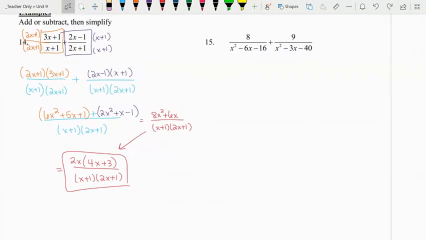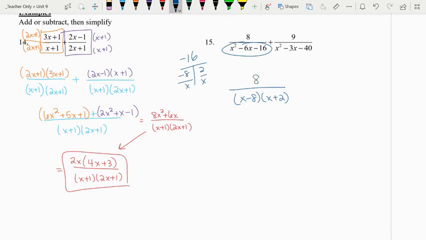Looking at the next one. Before we start, we have to factor it. So I'm going to factor this denominator first. If we t-chart it, first times last is negative 16. That would be negative 8 and 2 to add to negative 6. So my denominator is x minus 8 and x plus 2. The 8 stays the same as well in the numerator.